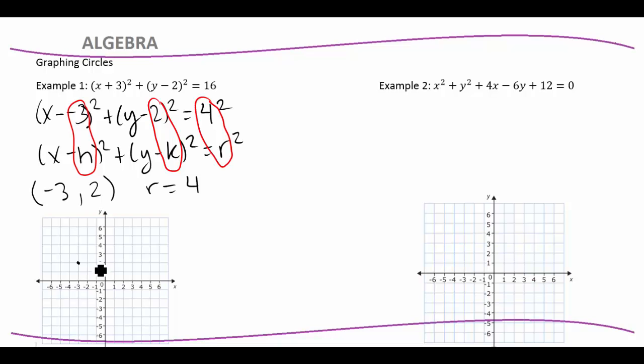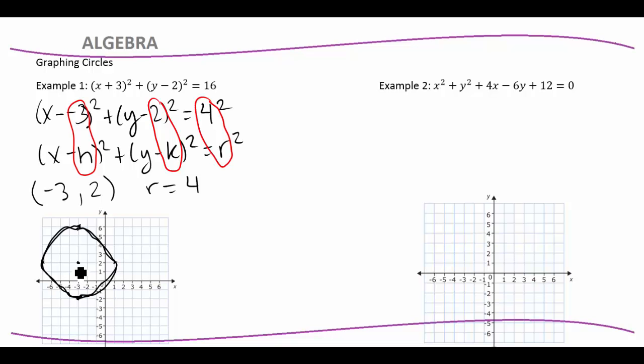So first let's move to the right 4, which is going to be (1, 2). Then we're going to move to the left 4, which is going to be (−7, 2). We're going to move up 4, it's going to be (−3, 6). And we're going to move down 4, which is going to be (−3, −2). And now you're going to connect the 4 dots that we created after the center to make a circle. So we're going to make a little arc here, and a little arc here, and a little arc. And that is how to graph the circle when it is in standard form.